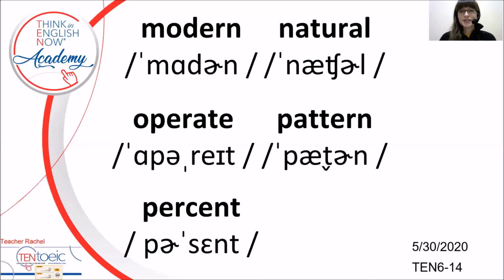Percent. This is a number describing how much of something. So 100%, that's everything. 50%, that's half, the middle.